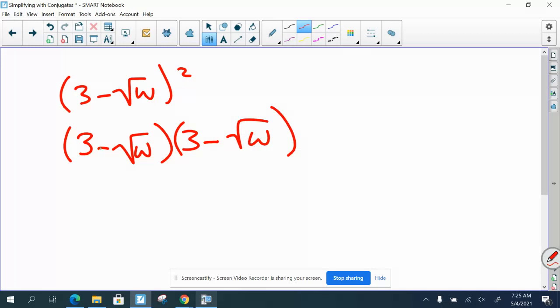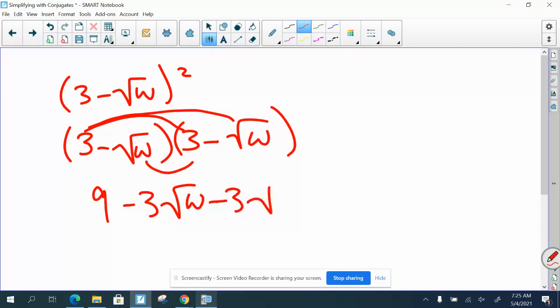Now this one, these are not 1 plus and 1 minus, so the outer and inner terms aren't going to cancel out. They're going to combine together. So let me show you. So go ahead and FOIL. 3 times 3 is 9. Outer term gives us minus 3 square root of w. Inner term gives us minus 3 square root of w. And then the last term gives us plus, because you have 2 negatives, just w. So then negative 3 and negative 3 combine to negative 6 square root of w.